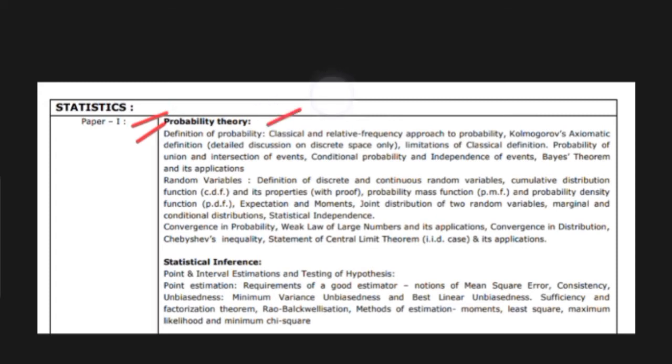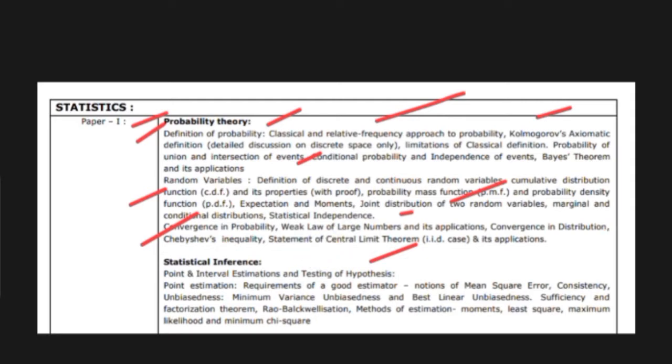You have the definition of probability, then relative frequency, then there's Kolmogorov's axiomatic definition, then other limitations of the classical definition, then probability of union and intersection of events, then random variable, then probability mass function. Everything is there, you can see. Statistical independence, then convergence in probability, then weak law of large numbers and its applications, convergence in distribution, then Chebyshev's inequality, then statement of central limit theorem.